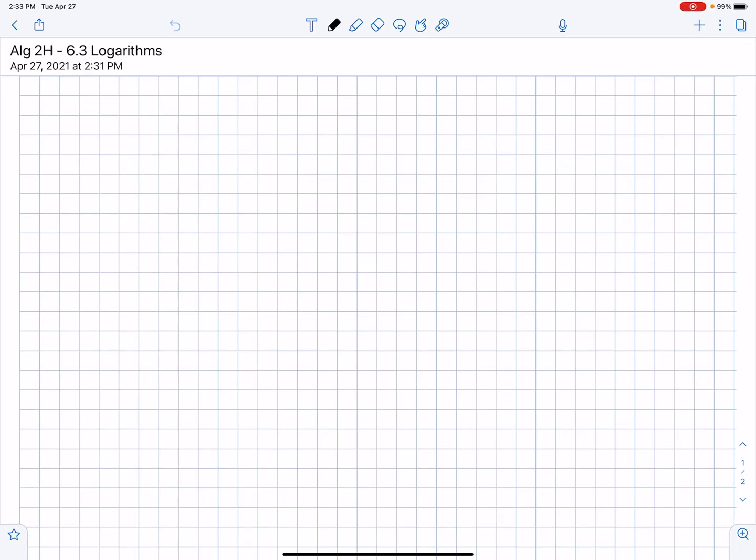Okay, so 6.3 is all about logarithms. And I'm sure you've heard of logarithms before somewhere, but we're going to start at the very beginning of this. So we always like to start with talking about exponents.